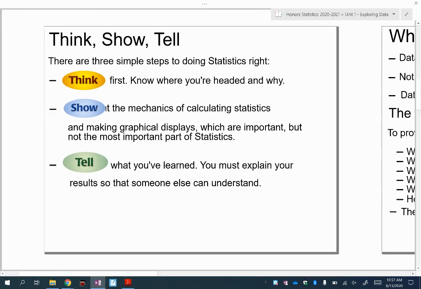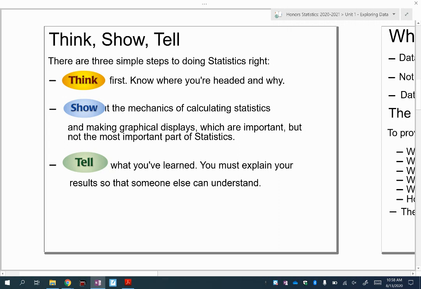The main way we're going to go about doing this is in 3 steps, where we think first about what we know, what we want to know, and why we want to know it. And then we're going to start showing. That's the work that we do, the calculating of some statistics, maybe some graphical displays. The show part is going to be what you're most familiar with, because that will feel like math.